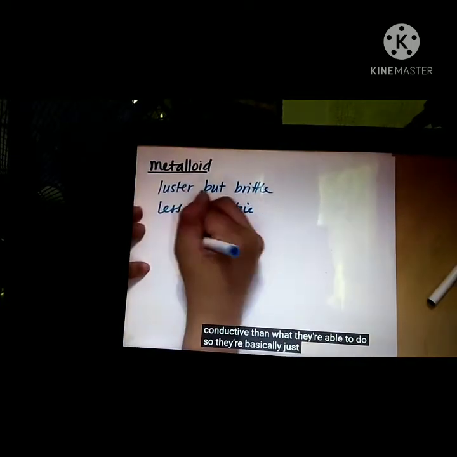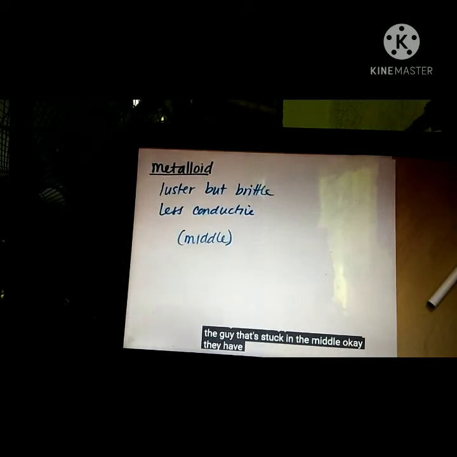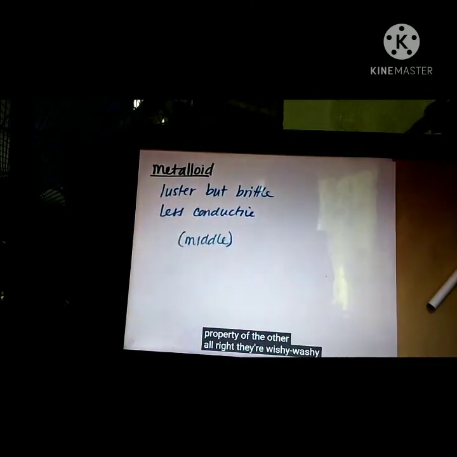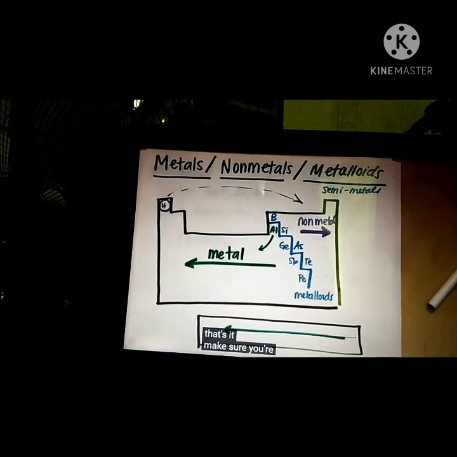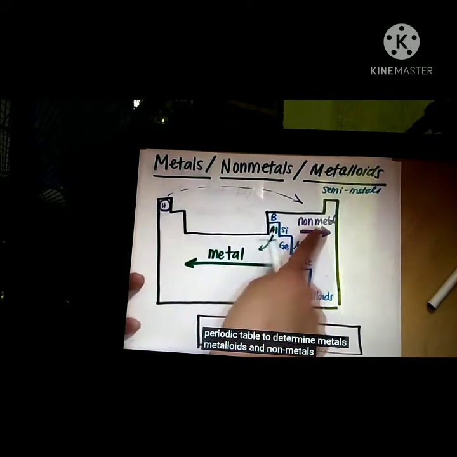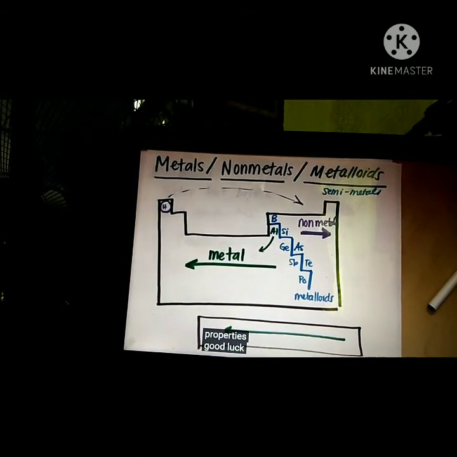So they're basically just kind of the guy stuck in the middle. They have a property of one and a property of the other. They're wishy-washy. All right, that's it. Make sure you're able to look at your periodic table to determine metals, metalloids, and nonmetals, and know their properties. Good luck.